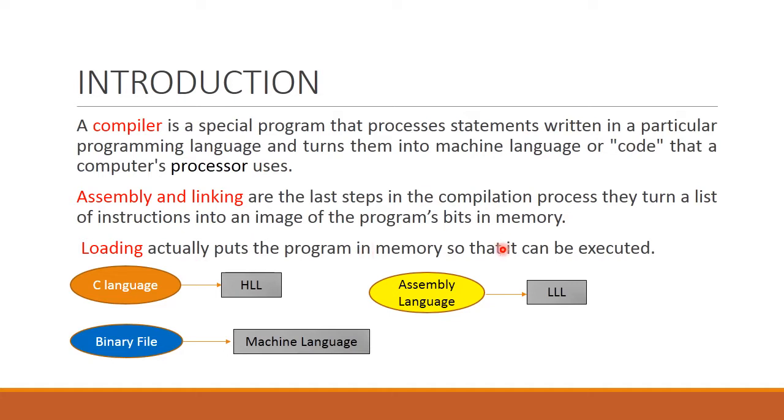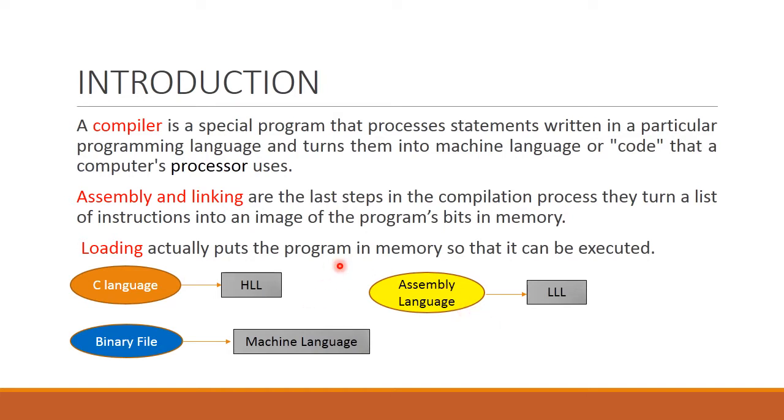Then, we should know what is a low-level language. Low-level language is the assembly language. That means for writing microprocessor code, we will be using mnemonics, operands, opcodes and so on. These languages are called assembly languages.